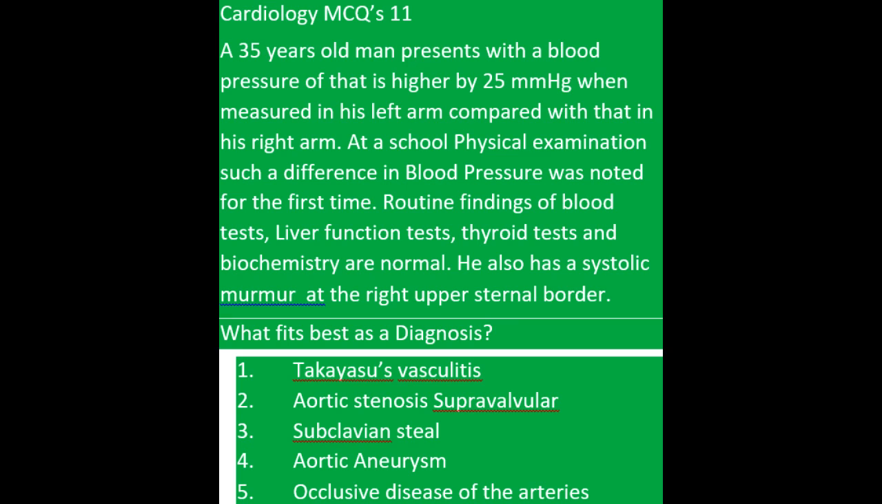Routine blood tests, liver function tests, thyroid tests and biochemistry are normal. He also has a systolic murmur at the right upper sternal border. What fits best as a diagnosis?